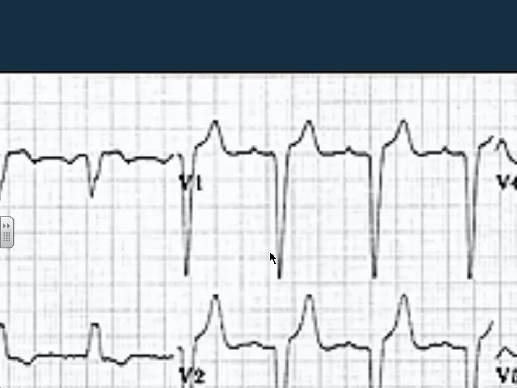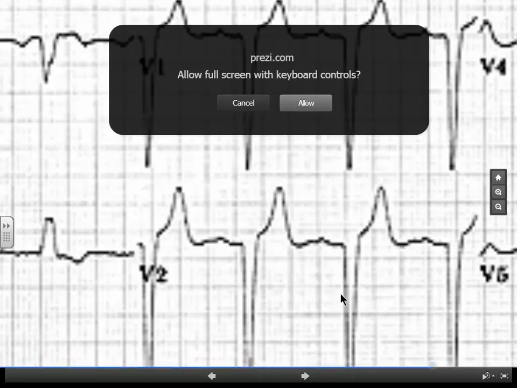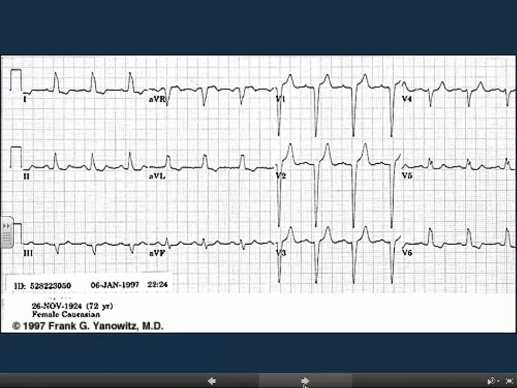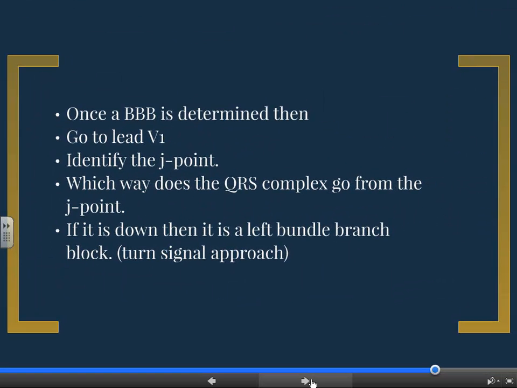okay? You're not necessarily going to see the rabbit ears. Oh, man. I feel like somebody drew the anarchy sign on there. You're not necessarily going to see the rabbit ears, all right? That's called the turn signal approach, all right? If you look back and it's upright, which way do you hit a turn signal to go right? Up, right?